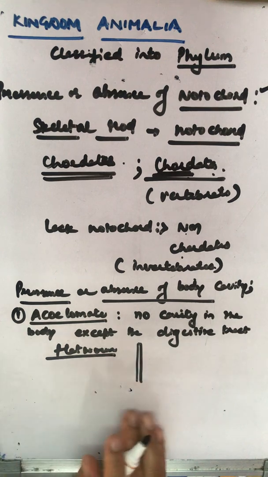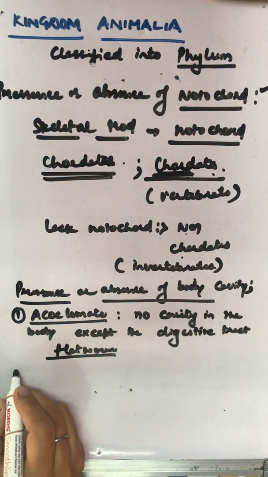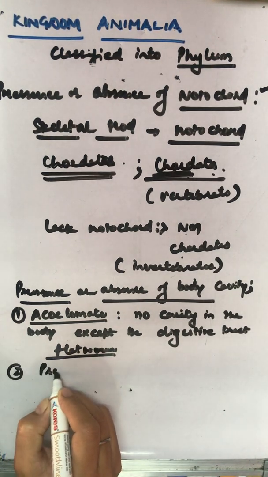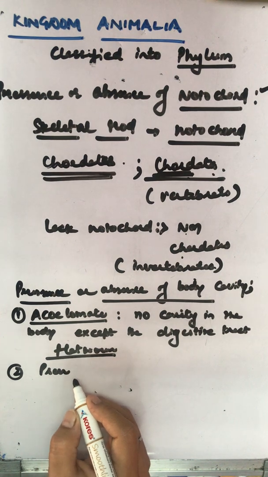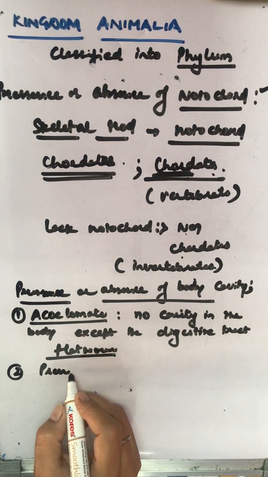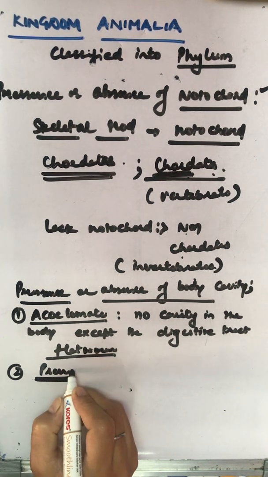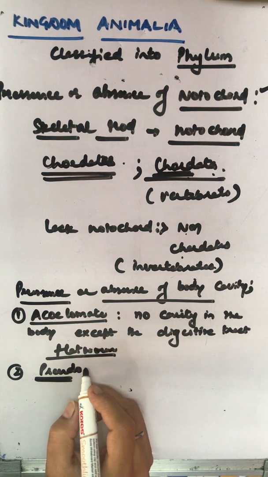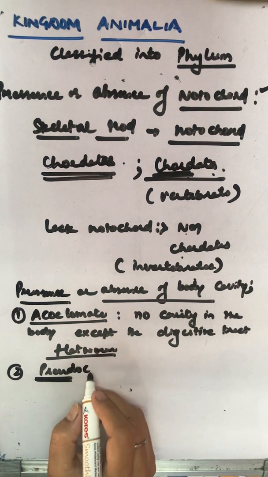Alright. Then pseudocoelomates, number 2. We always talk about pseudopodia and pseudocoelomates. The word pseudo means false, so it means there is something missing in it.